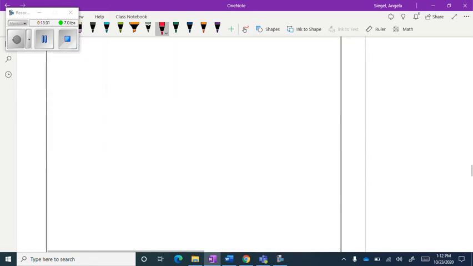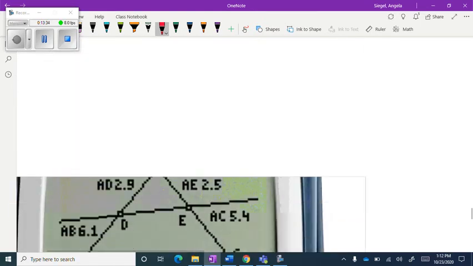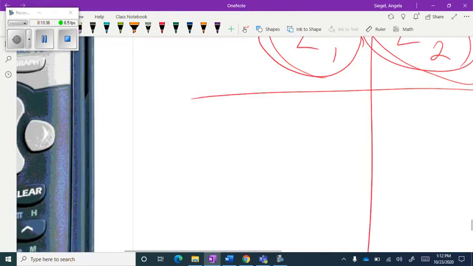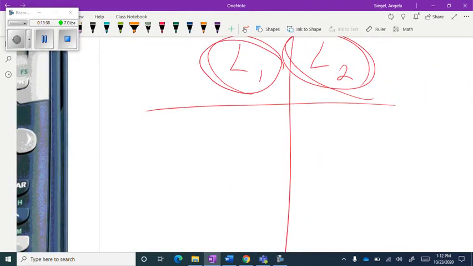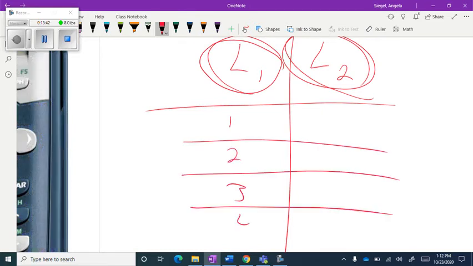In L1, we are going to have 1, 2, 3, 4, and so on. And I'm going to go ahead and fill in the Y values. Your L1 and L2 should look like this, all the way down.